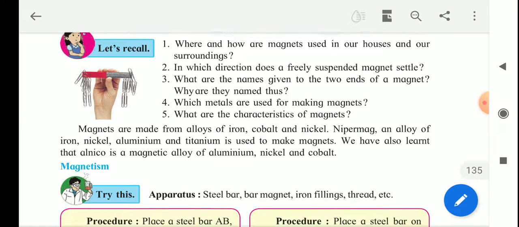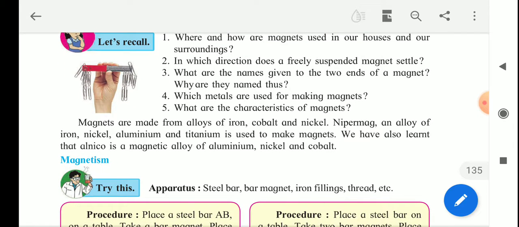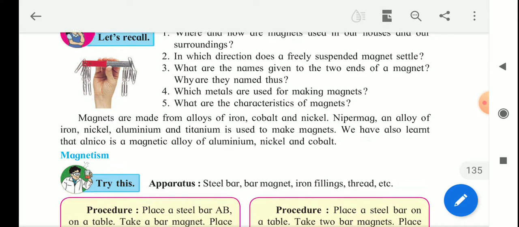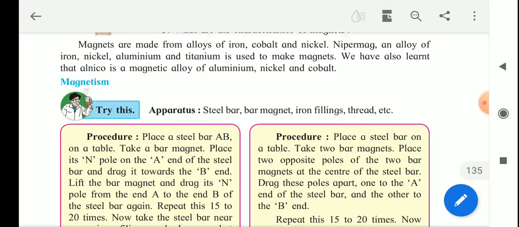Now magnets are made from alloys of copper, iron, cobalt and nickel. So Mag, an alloy of iron, nickel, aluminium and titanium, is used to make magnets. We have also learned that Alnico is a magnetic alloy of aluminium, nickel and cobalt. Now let us see this magnetism.